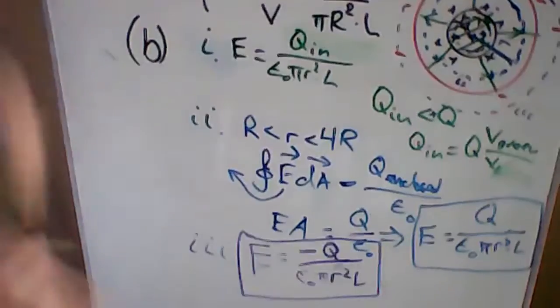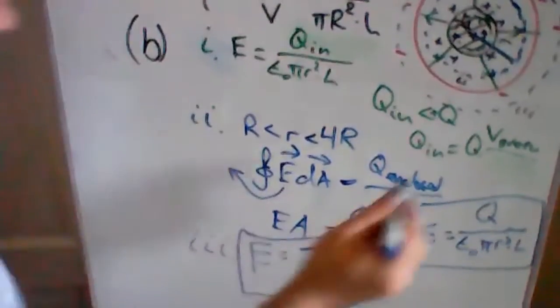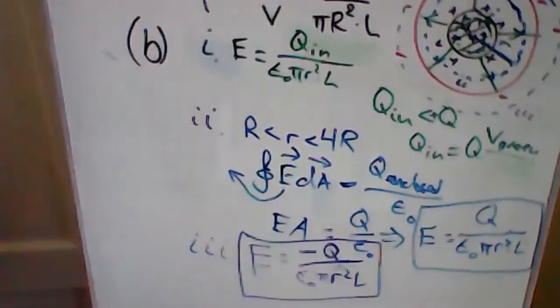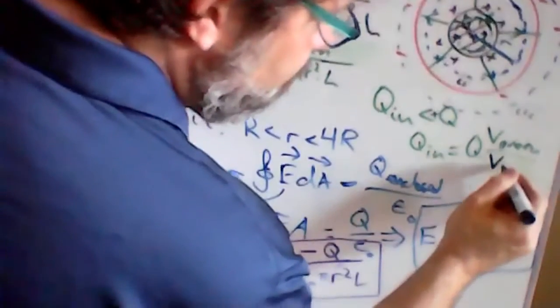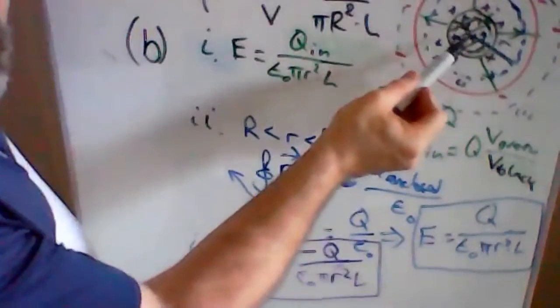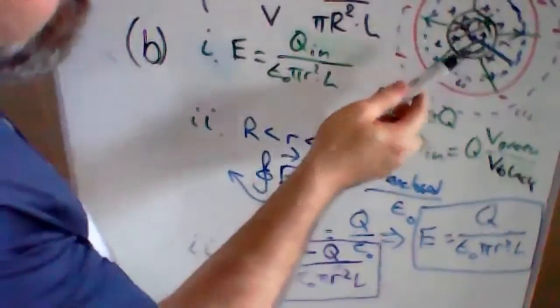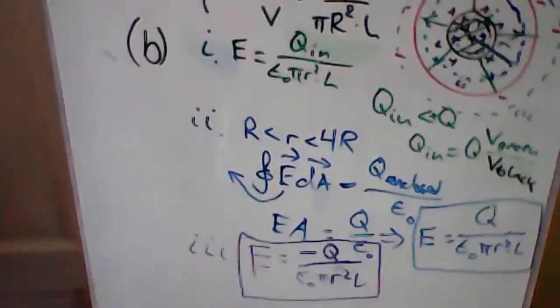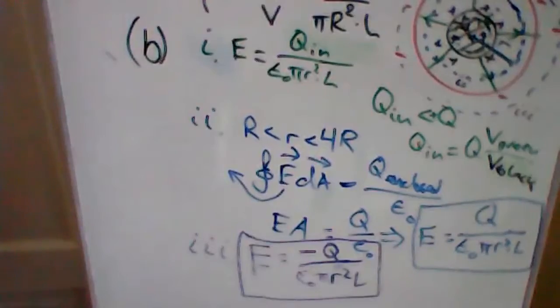So the fraction inside this green cylinder is equal to the ratio of the volume of the green cylinder to the black cylinder times the total charge. Make sense? So in our case, we can plug the values in there.